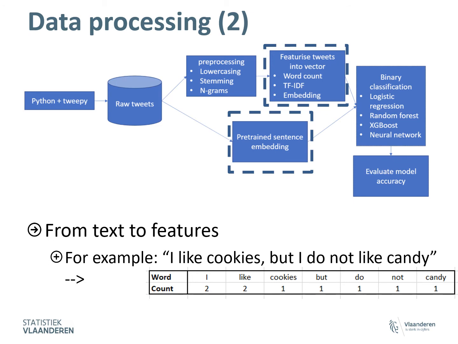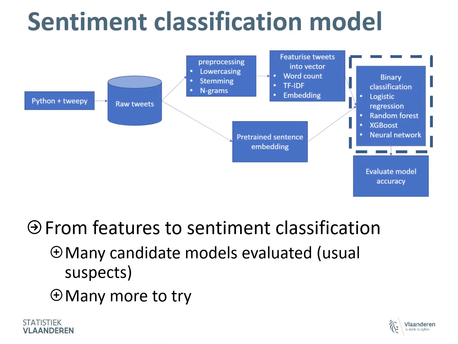What this looks like for someone who's not familiar with text featurization: the simple featurization could look as follows, as can be seen on the slide below. The sentence "I like cookies, but I do not like candy" is simply translated to a table in which all word occurrences are counted. For example, the word "I" occurs twice, the word "like" occurs twice, "cookies" occurs once, etc. These vectors can then be fed into our binary classification machine learning algorithms.